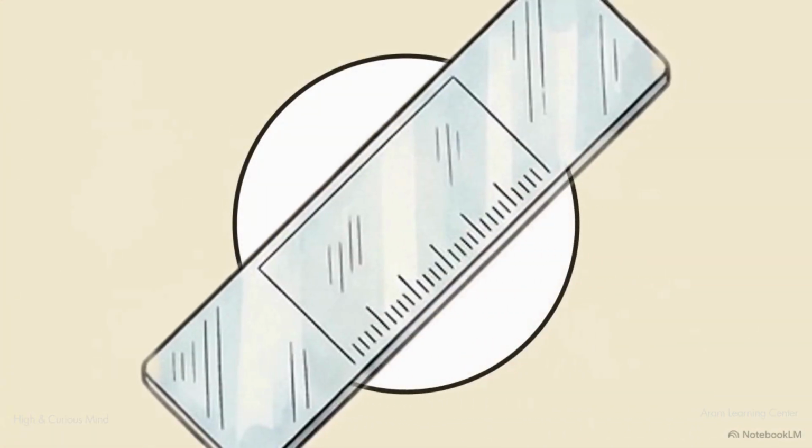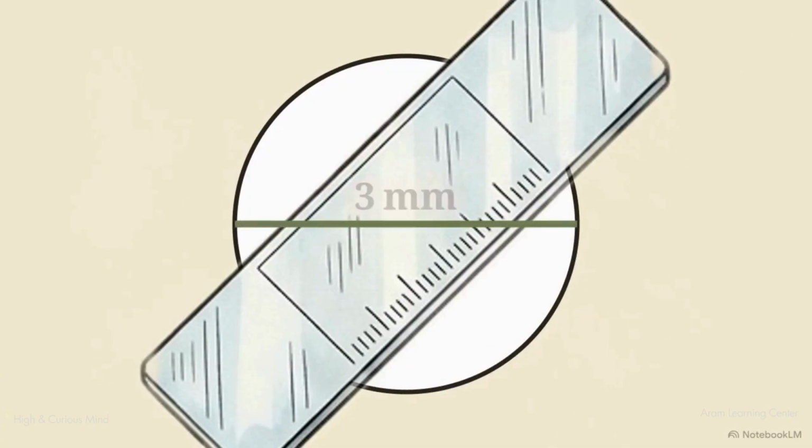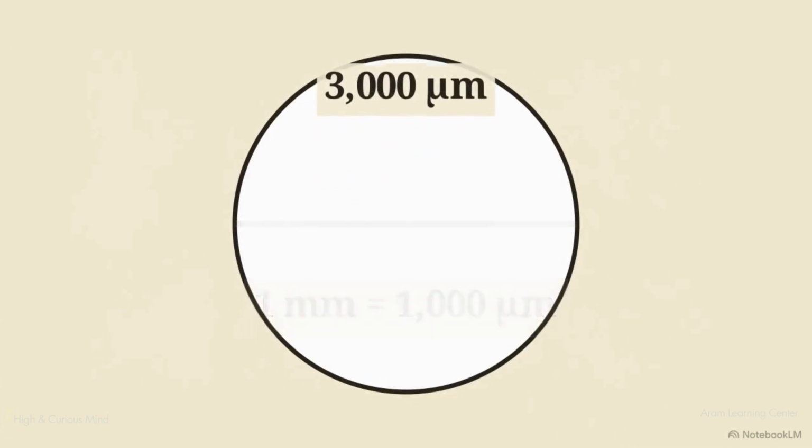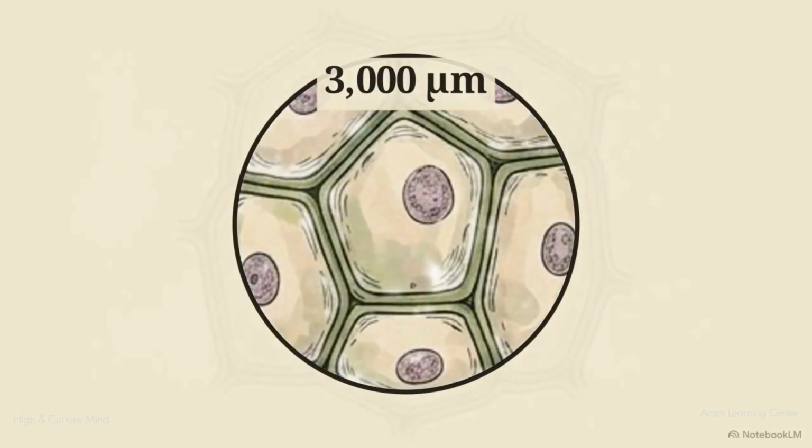First, a transparent ruler is placed on the microscope stage to measure the diameter of the circular area visible through the eyepiece. If the diameter is 3 millimeters, we must convert it into micrometers for a proper scale. We do this by multiplying the millimeter measurement by 1,000. Establishing this diameter in micrometers is the foundational step. It provides the metric needed to estimate the size of any specimen placed under that specific lens.